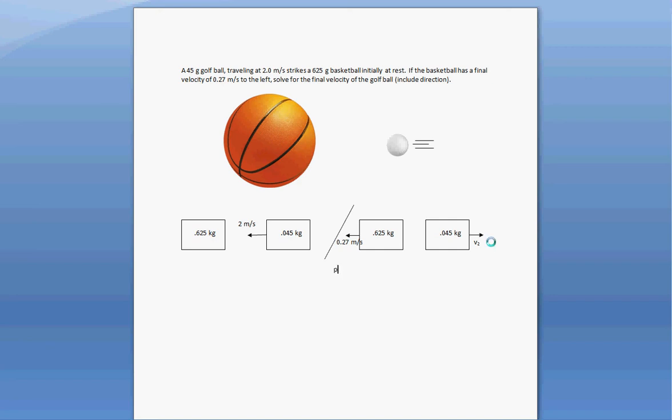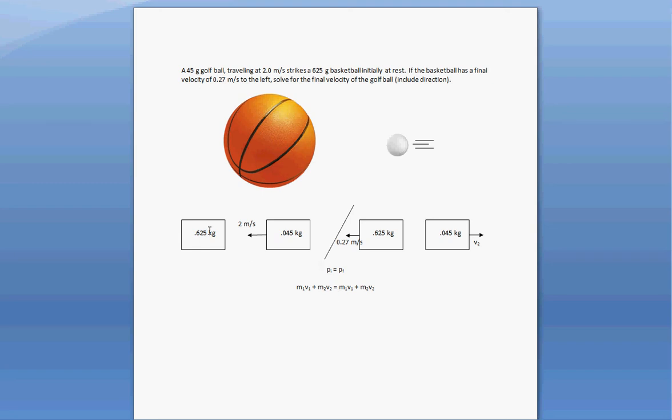We know that the momentum before collision equals the momentum after collision, so pi equals pf. Momentum is mass times velocity. So that's the mass and velocity of the first object, v1. And we need to have the momentum of the entire system, so we're going to add the mass times velocity of the second object, the golf ball. This is the momentum before the collision, and it will equal the momentum after the collision.